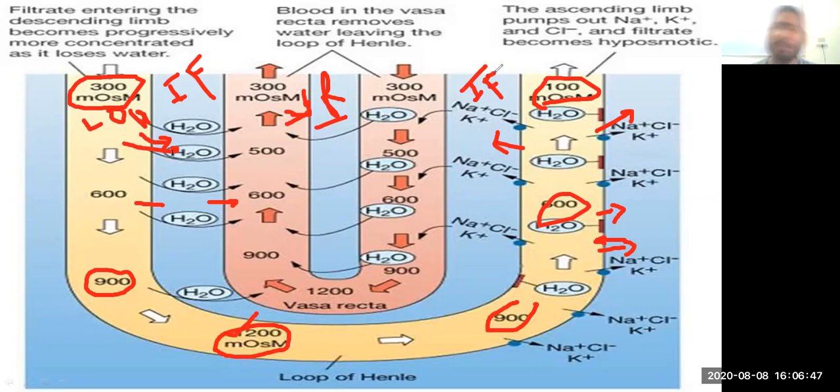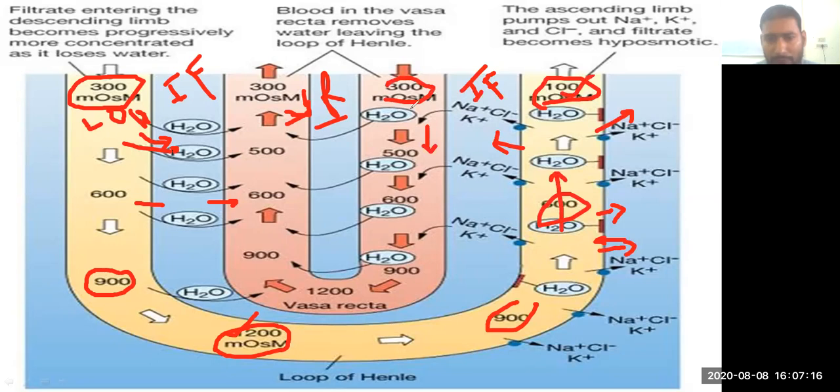Now we will see what happens in the Vasa recta. It is just the inverse, and it plays an important role. Here you can see just the inverse. You will see here 100 milliosmolarity and here 300 milliosmolarity. This is the blood filtrate. In the ascending limb loop of Henle, the concentration goes down if we move from bottom to top.